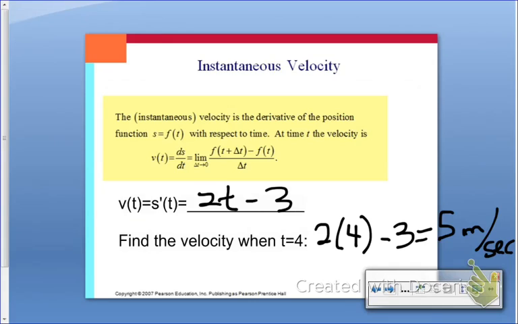Just two different things. If they say velocity in the problem, you automatically have to assume it's instantaneous velocity. If it's average velocity, it will say average velocity. If it just says velocity, it's instantaneous. Keep that in your head so that you're not confused about which one is which. This is simply just finding the derivative of the function.